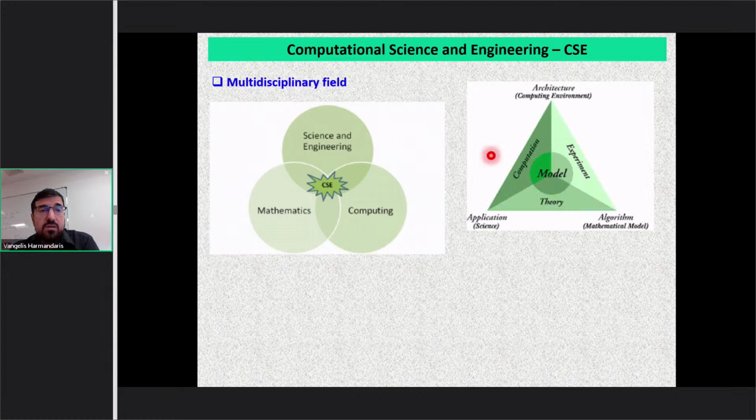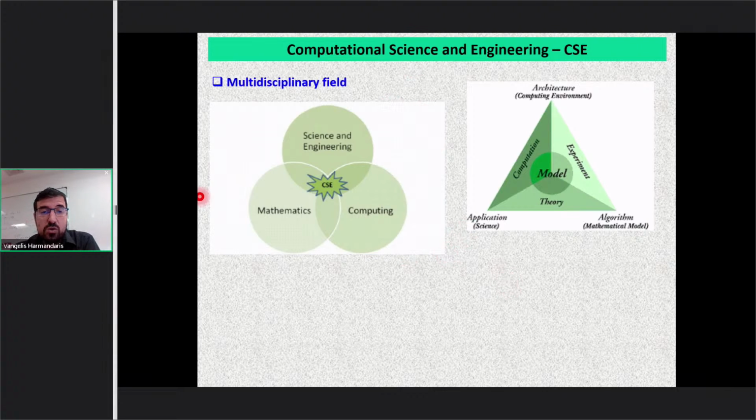And at the heart, I would say, of computational science and engineering, it's always the model. So the model, which is a mathematical or computational model, and which again, in this triangle, is between, let's say, computation, theory, and experiment. And as you see here, we have application, which is related to science, then architecture, which is related to the computing environment, and algorithm, which is typically the mathematical model. So all of them are coupled together, and more or less nowadays, computational science and engineering refers to any kind of discipline.